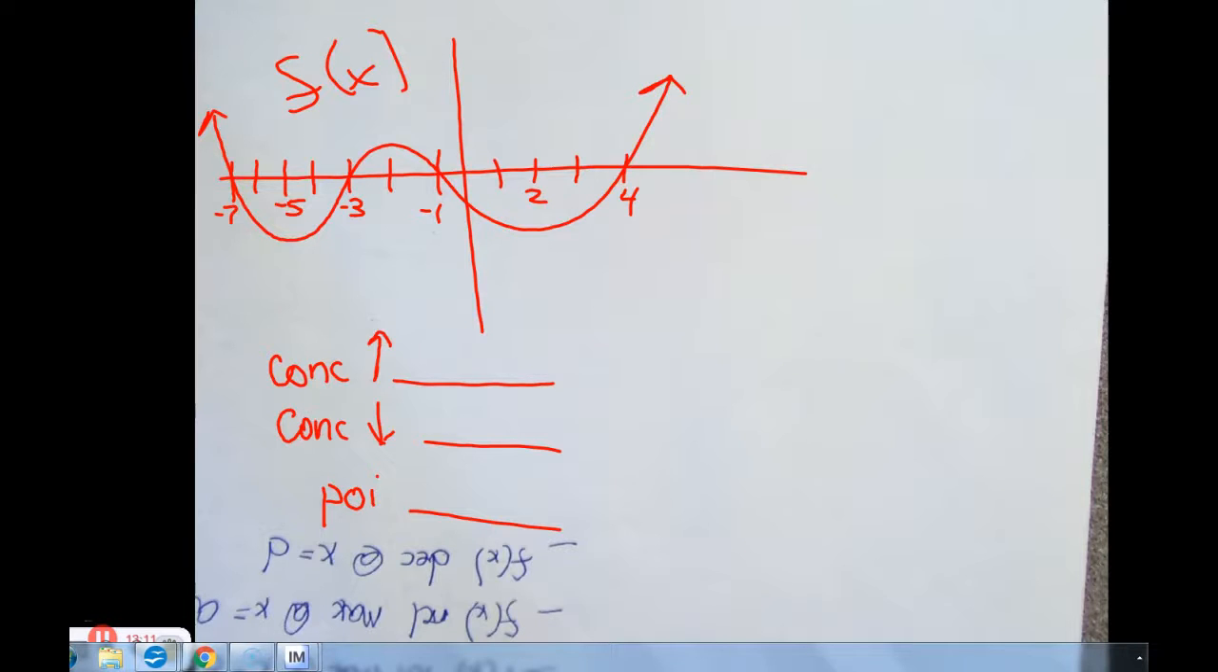So when I look at this, I see up to like there, down to maybe there, and then up the rest of the way. Fair enough? This is kind of debatable. That could be a -1, that could be a 0. It's somewhere in there it switches though, right? Somewhere around there. So concave up, I'm going to say negative infinity to -3. But if you said no, I think it's -3.5, that's fair enough.